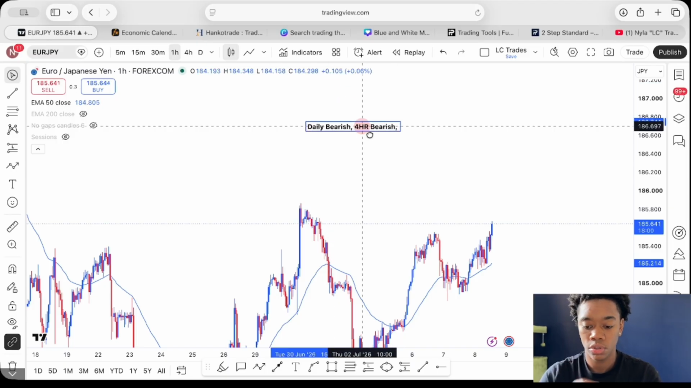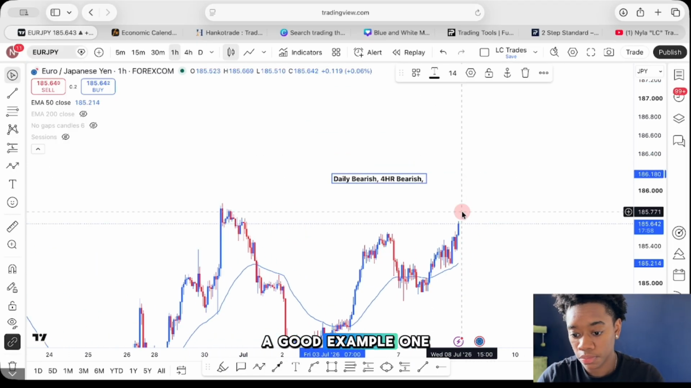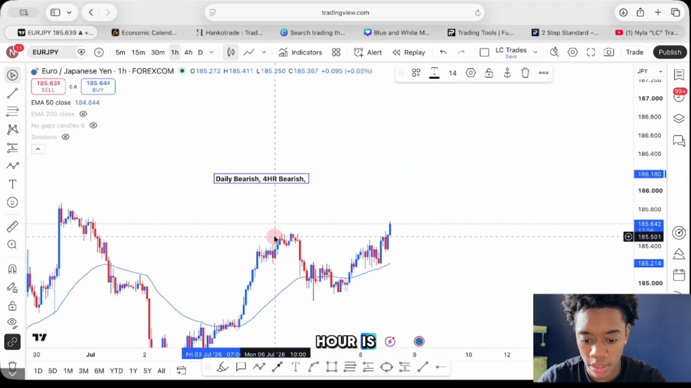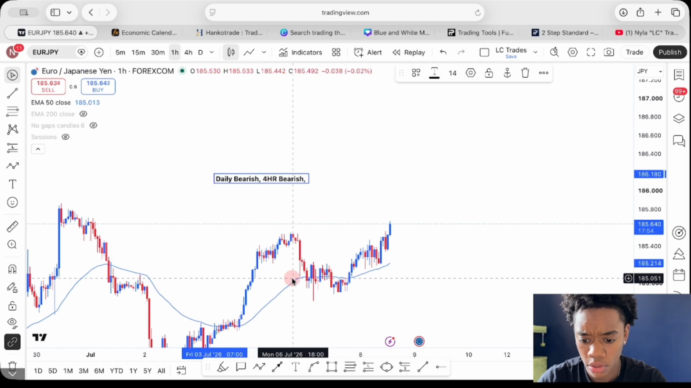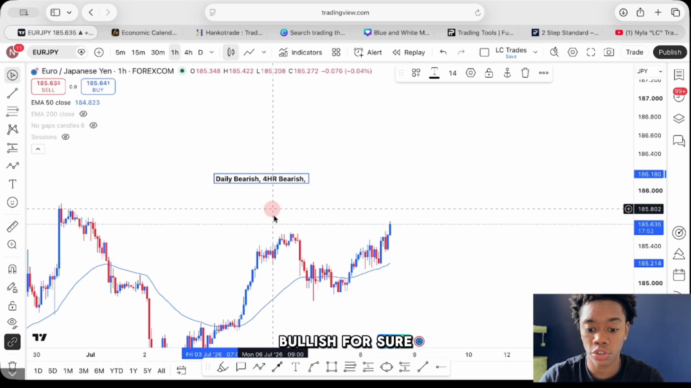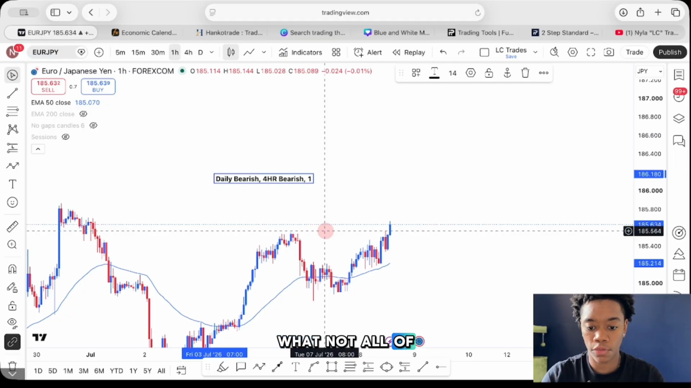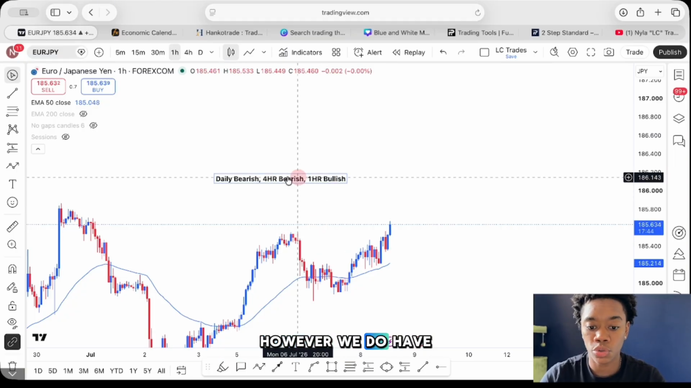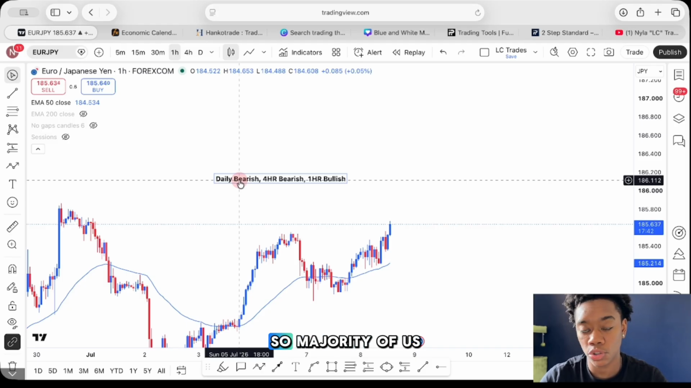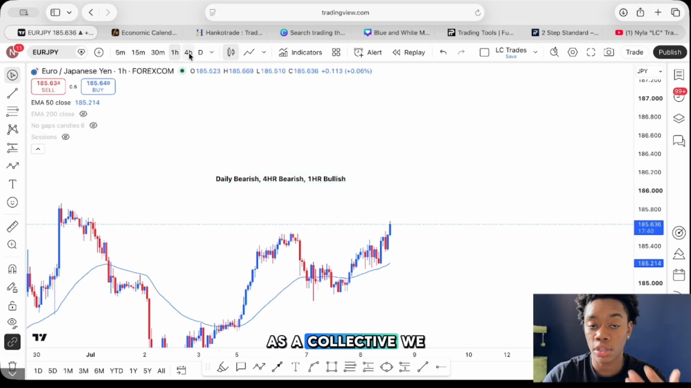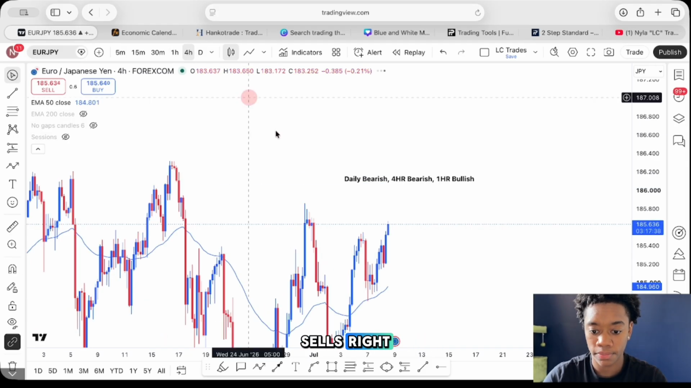The 1 hour is starting to look bullish, actually. So this is actually going to be a good example. The 1 hour is bullish for sure. Okay, so now guess what? Not all of our time frames are in sync. However, we do have the 4 hour and the daily in sync. So majority of us as a collective, we should be looking for sells, right?